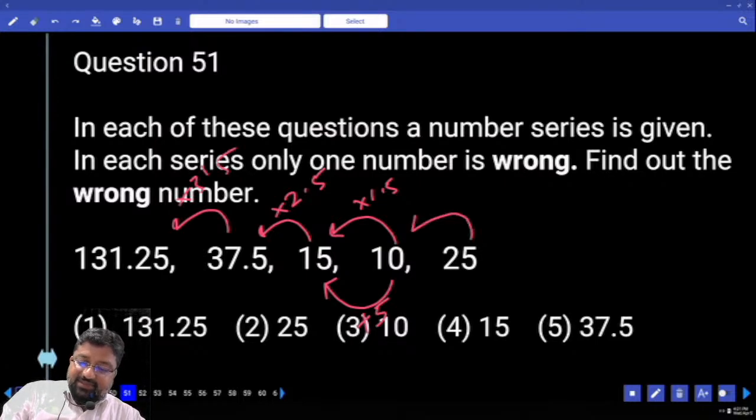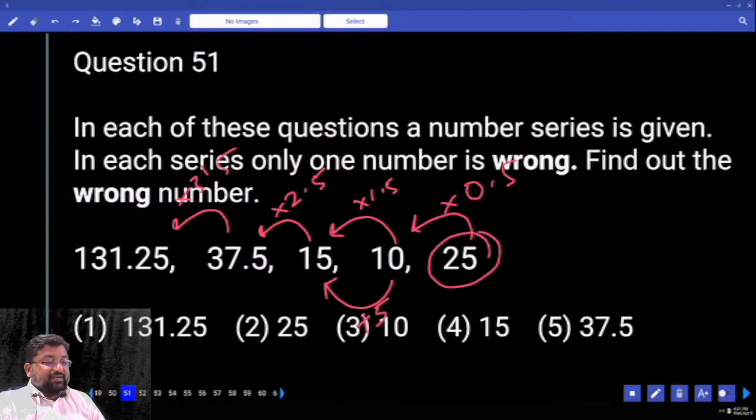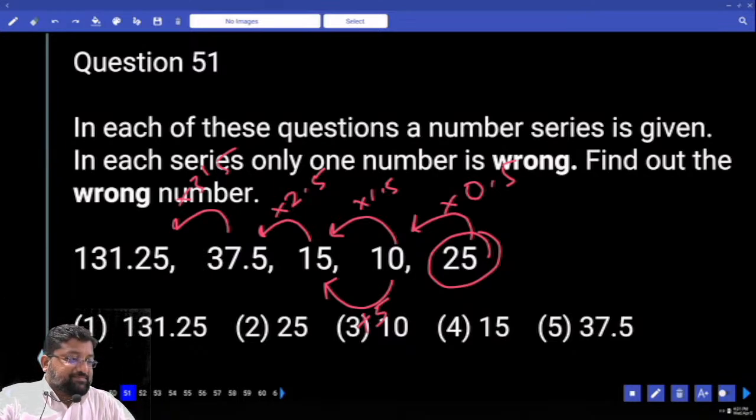What should this be here? This is the problematic number. It should have been 20. It should have been 20. Clear?